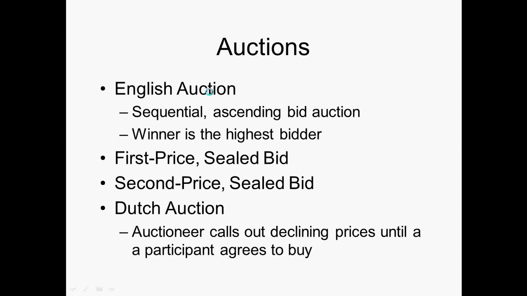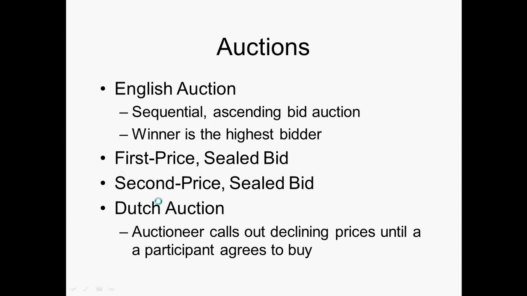So an English auction is an example where it's a sequential ascending bid auction. You start with a low bid, and then people outbid each other until eventually the highest bidder wins the auction and gets to buy whatever is being sold. In a first price sealed bid auction, everybody says what they're willing to pay, puts it in an envelope, submits it, and whichever price is the highest, that person gets to buy the good.